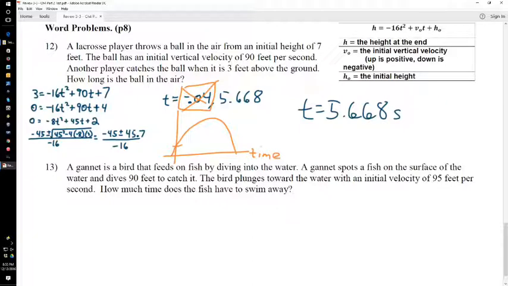Okay, number 13 is the exact same type of problem, but from a slightly different perspective. A gannet is a bird that feeds on fish by diving into the water. A gannet spots a fish on the surface of the water and dives 90 feet to catch it. The bird plunges towards the water with an initial velocity of 95 feet per second. How much time does the fish have to swim away?